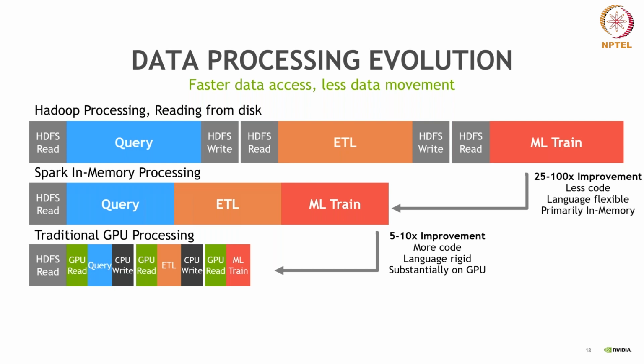Spark basically solves the problem by keeping all of it in memory. So most of the computation, whatever we want to do, comes from the data which is residing in memory. You can see here, for the first time, there was an HDFS read, but after that, whether you're doing the query, extract, transform, load, or ML train, everything is happening in memory. So your overall pipeline is happening in memory.